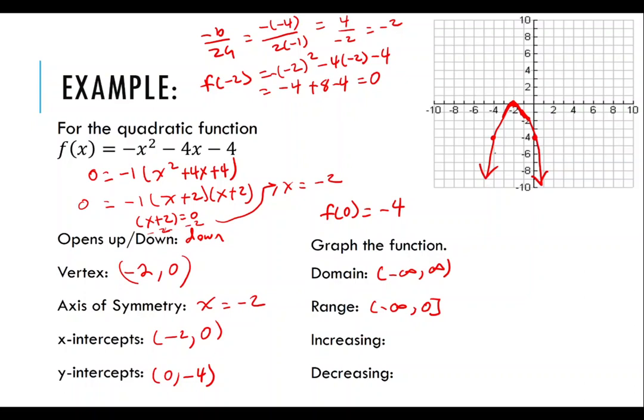Then for increasing, notice that we're increasing from the x values negative infinity up to the x value negative 2. It does exist, so we're going to use a square bracket. And then it's decreasing from square bracket negative 2 because it does exist up to positive infinity.